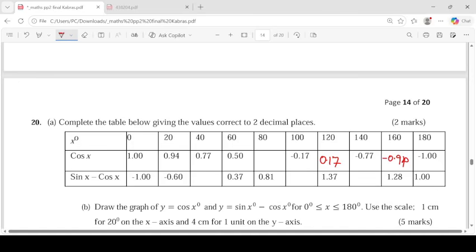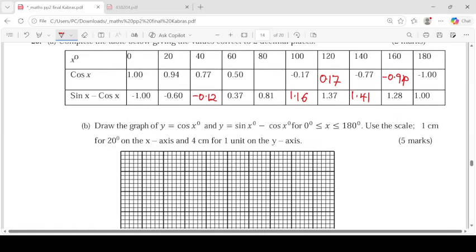Sin x minus cos x. So sin 40 minus cos 40 here, you get negative 0.12. Sin 100 minus cos 100, 1.16. Sin 140 minus cos 140, that is 1.41. I hope that is clear.